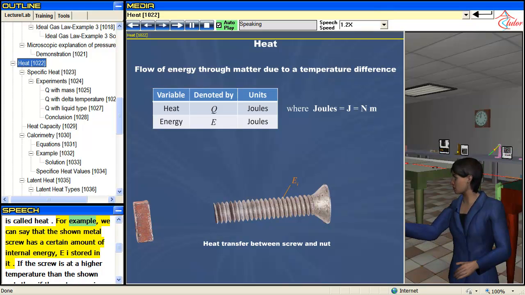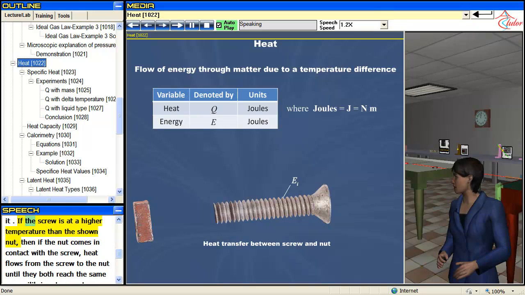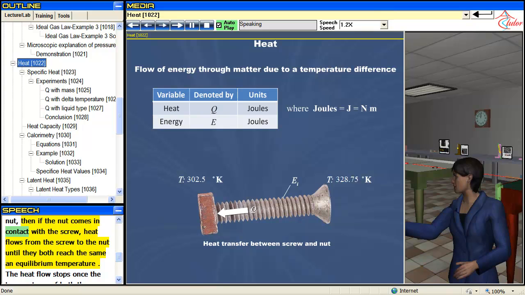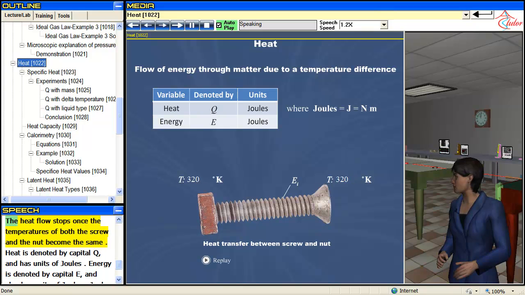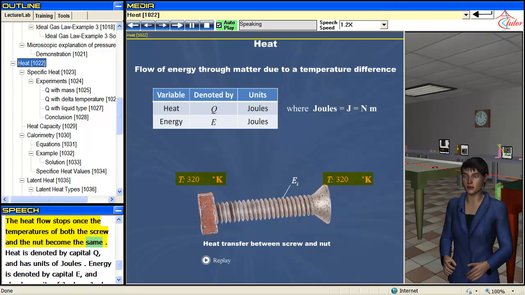For example, we can say that the shown metal screw has a certain amount of internal energy, EI, stored in it. If the screw is at a higher temperature than the shown nut, then if the nut comes in contact with the screw, heat flows from the screw to the nut until they both reach the same equilibrium temperature. The heat flow stops once the temperatures of both the screw and the nut become the same.